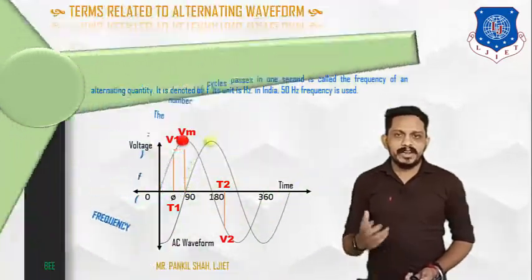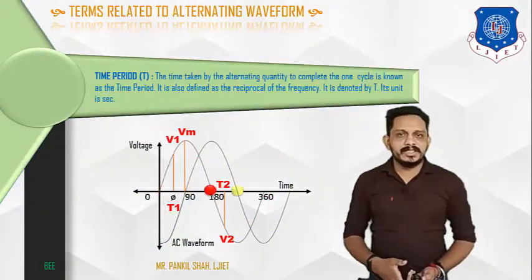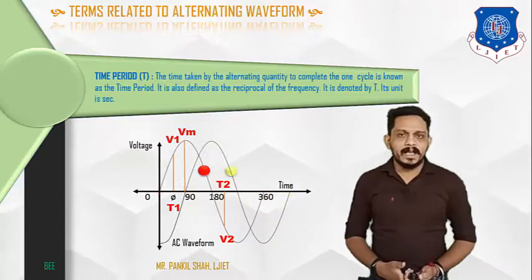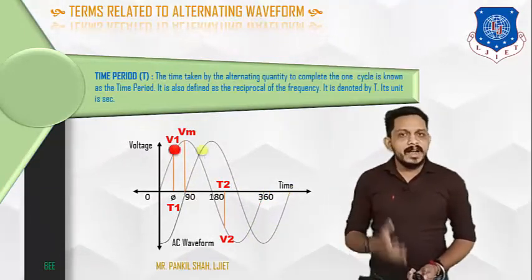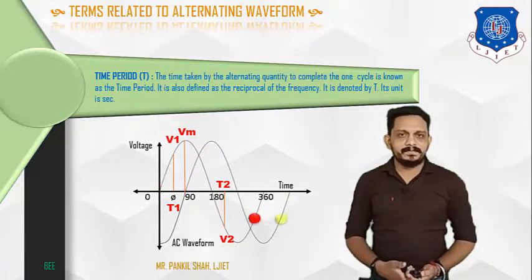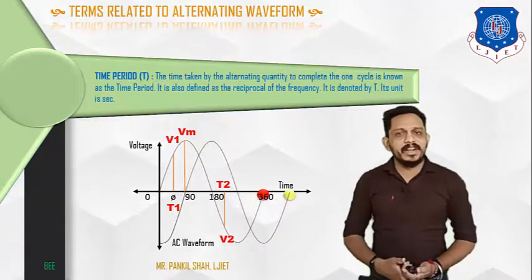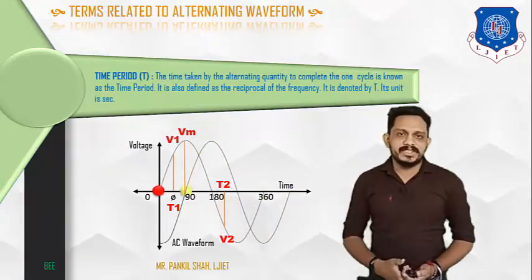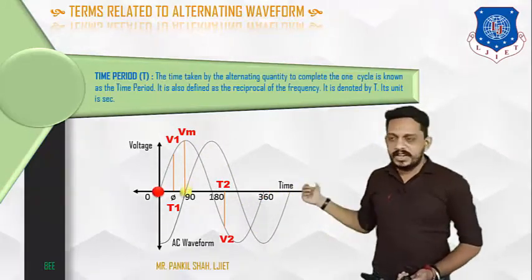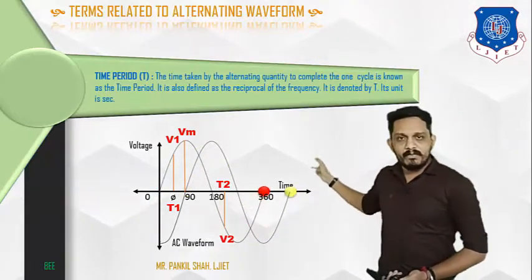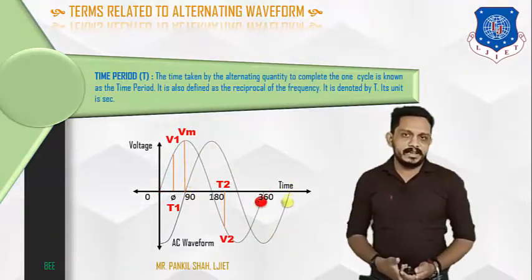Now let's move towards the next definition, and the next definition is time period. Frequency and time period are just correlated terms. Time period is the time required by an alternating quantity to complete one cycle. That means from 0 to maximum, to 180 degrees, from 180 to 270, and 270 to 360. That is one cycle.